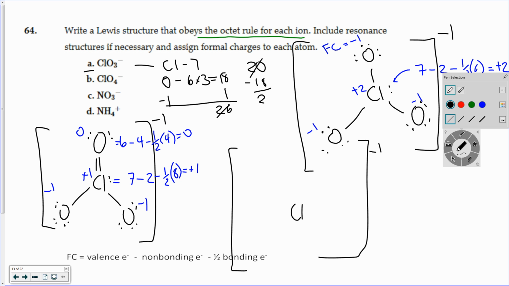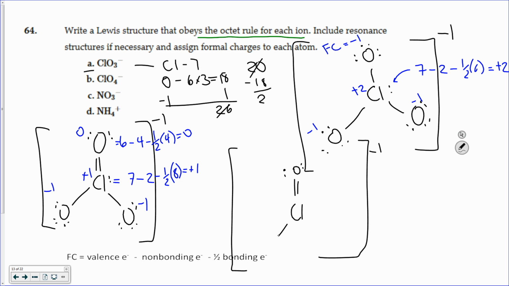So all of these are different resonance forms that you could have. The only difference is I'm making more double bonds. Now that's getting to be a lot of electrons around the central atom. Okay, but let's see what the formal charges tell me. So this is a formal charge of 0. This is a -1. This one's 0. That's better for me, but let's look at this chlorine.